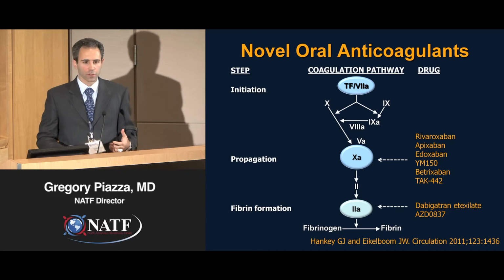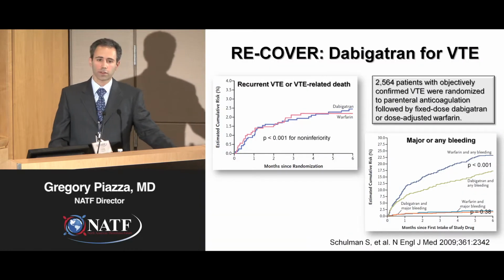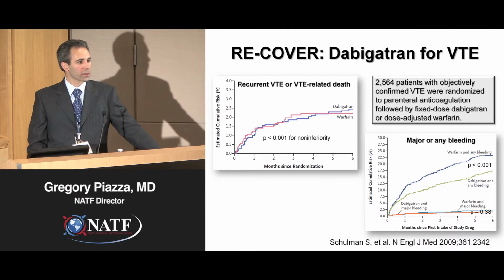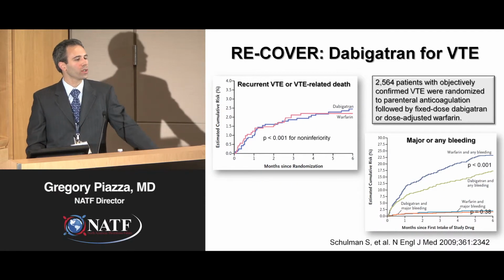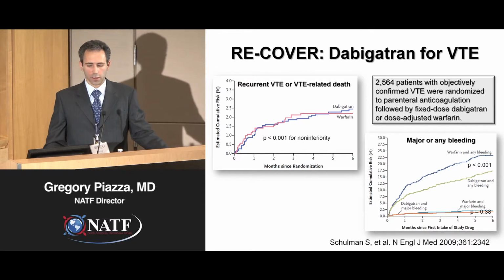And it's for all of these reasons that there's been such interest in these novel oral anticoagulants that Christian's already spoken about. These novel oral anticoagulants have been studied not just in atrial fibrillation, but also in venous thromboembolism. One of the first studies looked at Dabigatran for treatment of venous thromboembolism.